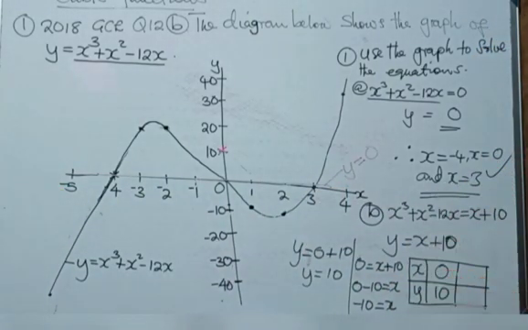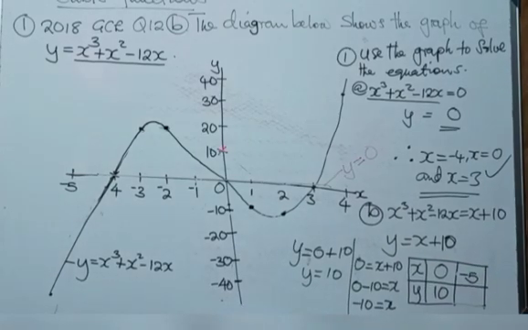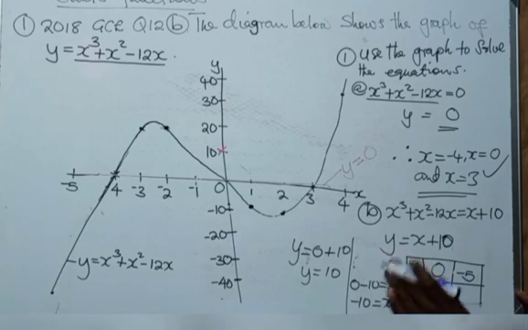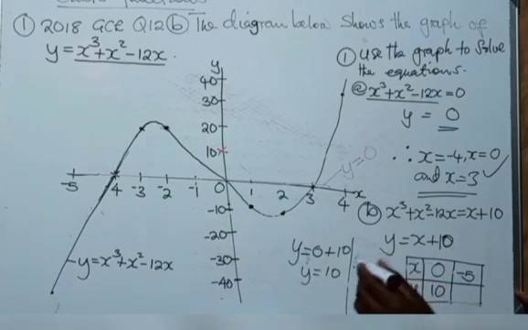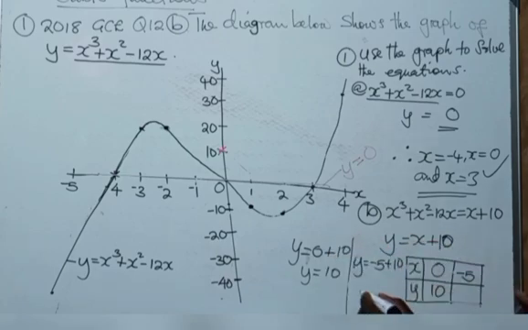So we say let x also be negative 5. So if x is negative 5, meaning we are going to have y is equal to negative 5 plus 10, according to this equation. So we are going to have y is equal to 5.